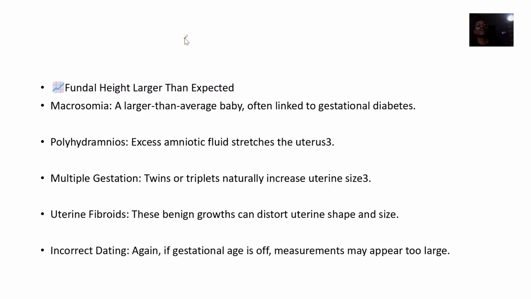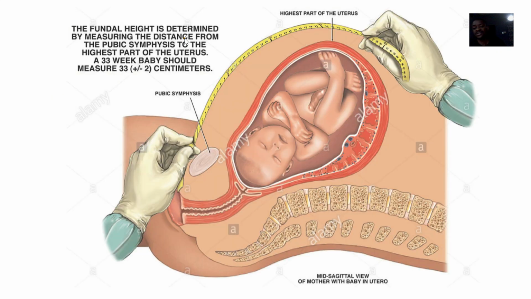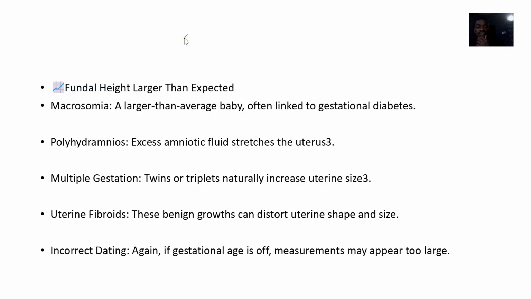Do you understand? So what are scenarios that the fundal height can be larger than expected? Macrosomia, if the baby is big. Polyhydramnios, if the amniotic fluid is too much. Multiple gestations, if you have twins and triplets, just like I was saying, it will be bigger than the one baby. Okay, so uterine fibroids and incorrect dating.